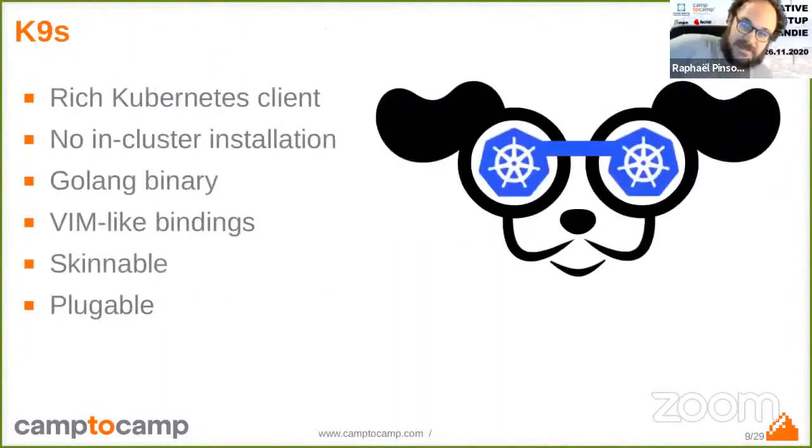So K9s is actually a Kubernetes client. You install it on your own machine, and you can connect to any cluster. There's nothing that needs to be installed in the cluster that you need to access. It's a rich Kubernetes client. It provides a CLI interface to access the resources. It's a Golang binary, and it uses key bindings that are similar to Vim. So if you're used to Vim, you will find your way around K9s very quickly. It's also skinnable and pluggable. I'll show you in this presentation.